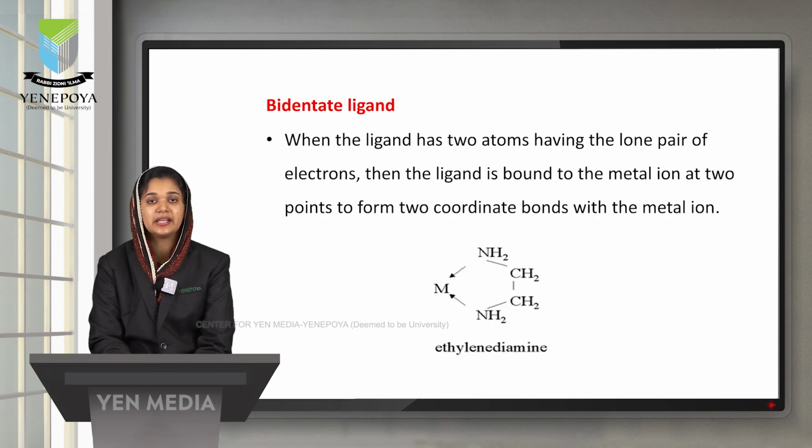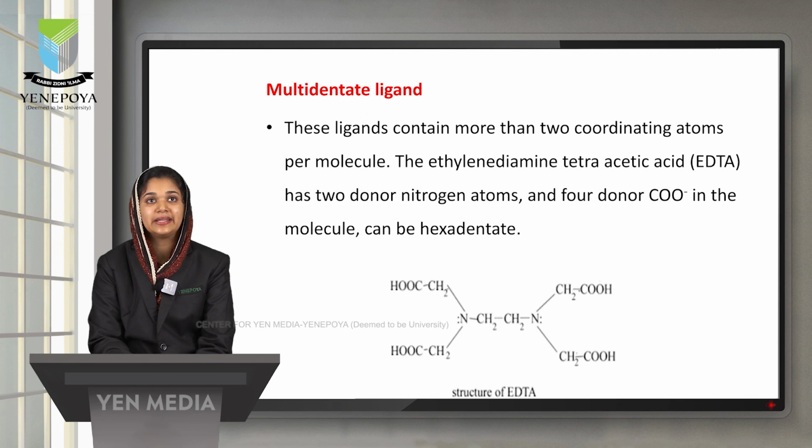Bidentate ligands are those compounds which can donate 2 electron groups, or which have 2 donor groups in them. For example, ethylenediamine. Ethylenediamine has 2 nitrogens, which means it can donate 2 lone pairs of electrons to our metal atom. Next is multidentate ligand. These ligands contain more than 2 coordinating atoms per molecule. Ethylenediaminetetraacetic acid has 2 donor nitrogen atoms and 4 donor COO groups in the molecule, thereby it is hexadentate. That means it has 6 points of attachment to our metal atom.